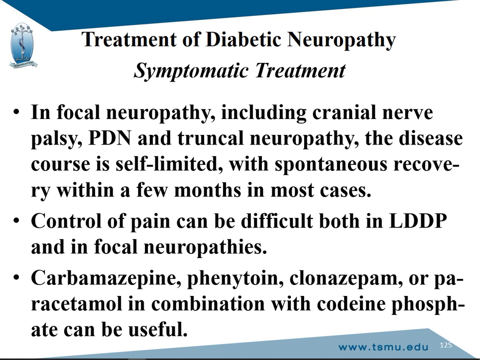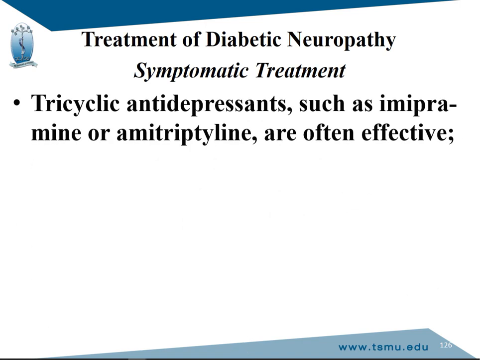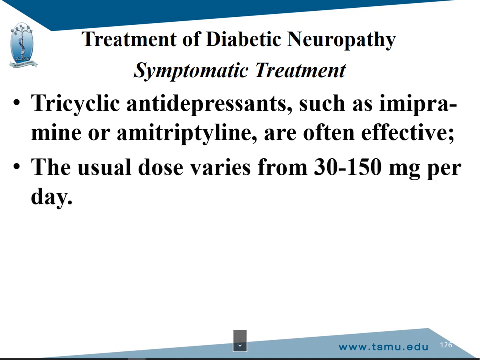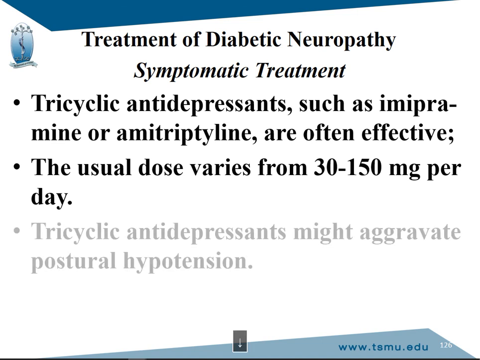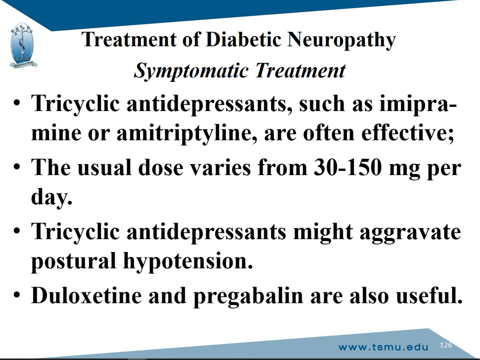Carbamazepine, phenytoin, clonazepam, or paracetamol in combination with codeine phosphate can be useful. Tricyclic antidepressants such as imipramine or amitriptyline are often effective. The usual dosage varies from 30 to 150 mg per day. Tricyclic antidepressants might aggravate postural hypertension. Duloxetine and pregabalin are also useful.